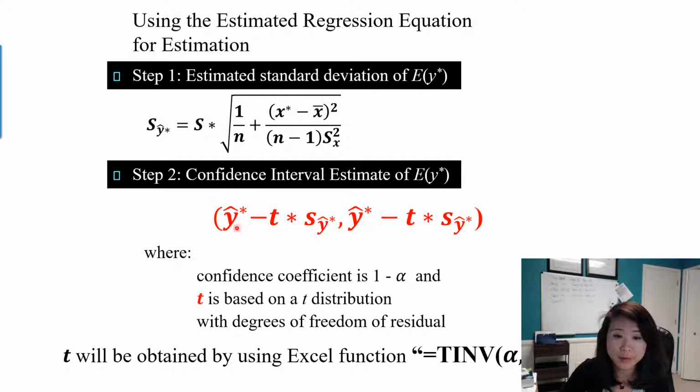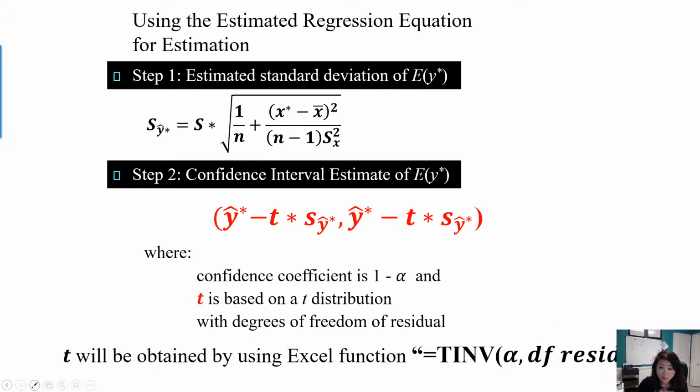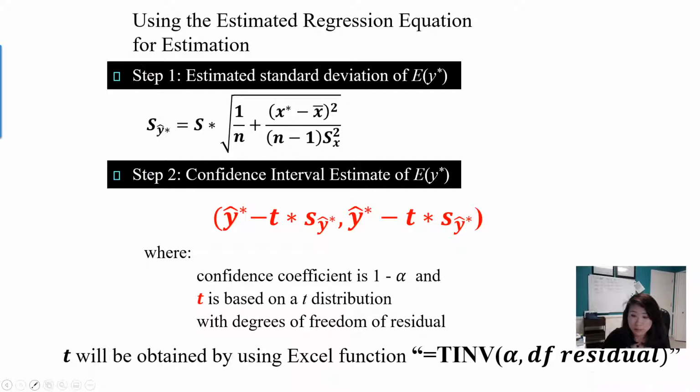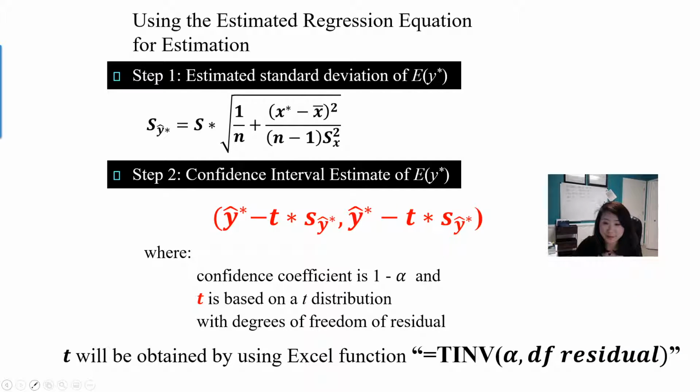So the point estimate minus t, where t is the t statistic. If you already watched our computer skill 4 video, you know that the t statistic can be calculated using Excel.